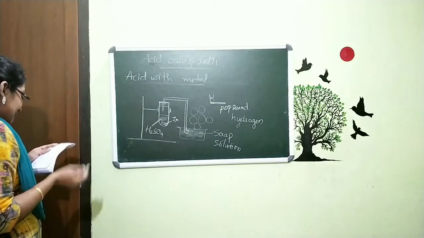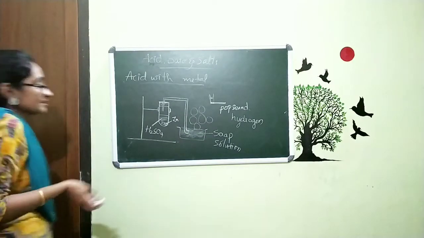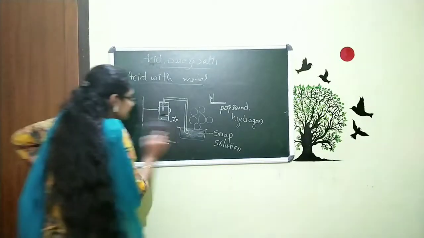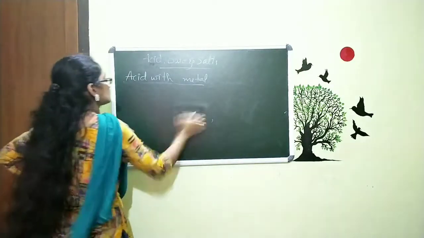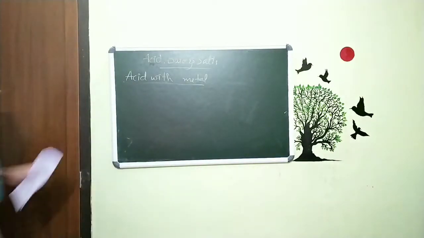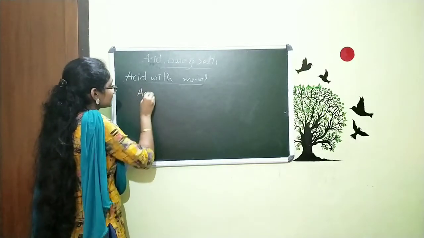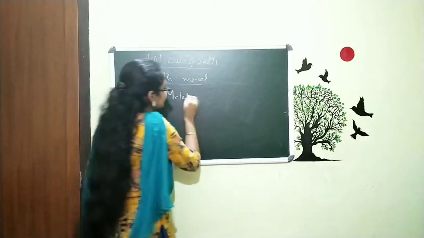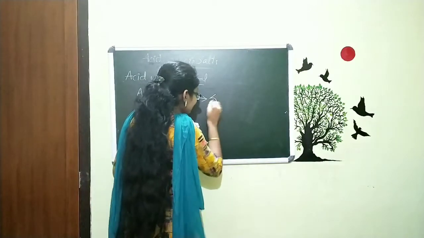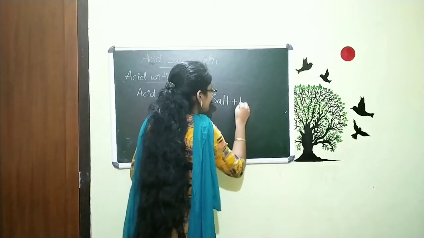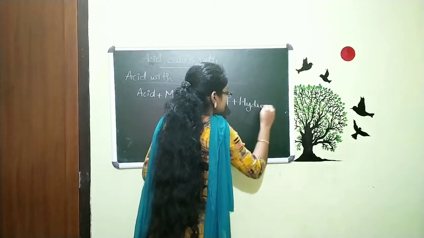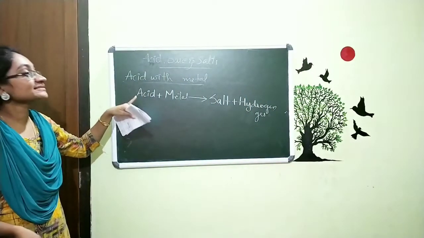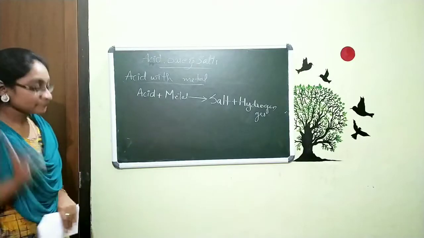Now we are going to study the general equation that happens here. The general equation is like this. When the acid reacts with metal, the products are a salt and hydrogen gas. So these are the products that we get when acid reacts with metal.